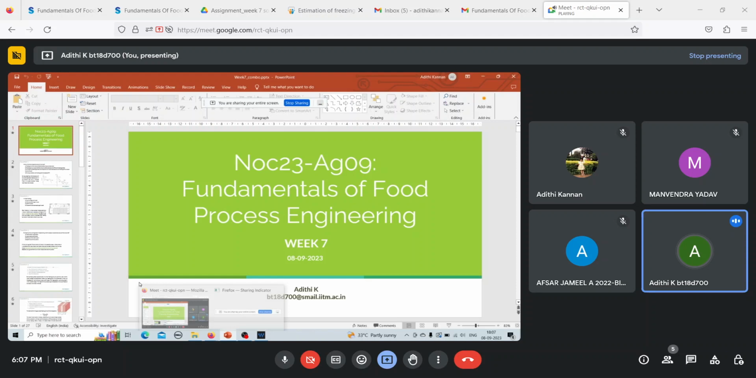Yeah, statement 1 is true. In the freeze drying process, you're trying to convert the ice directly to vapor. So whatever sublimation will happen at the surface of the ice, that is the ice front. Whereas in case of evaporation, the water that needs to be evaporated will start from the surface of the food. So statement 1 is true.